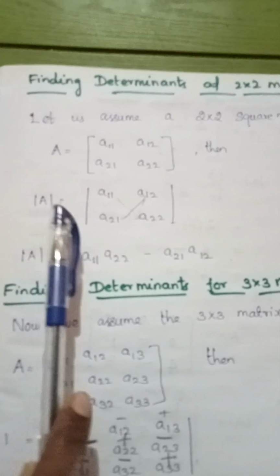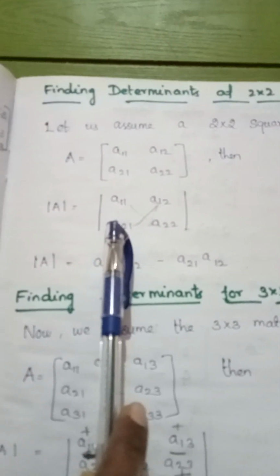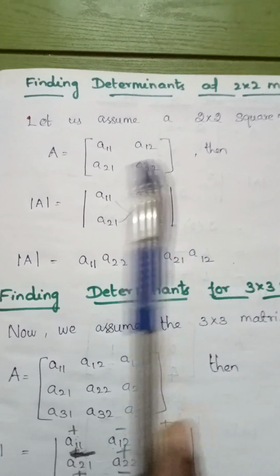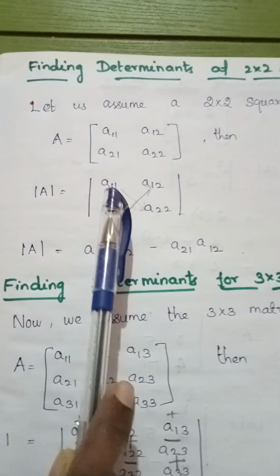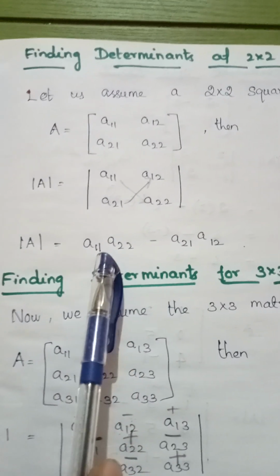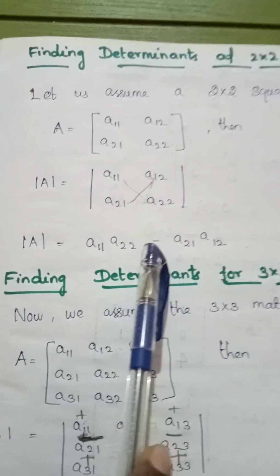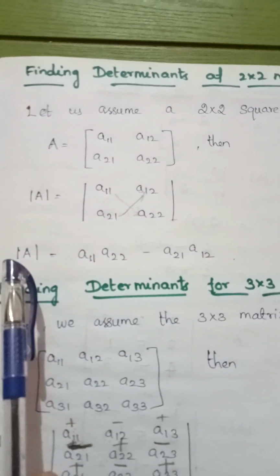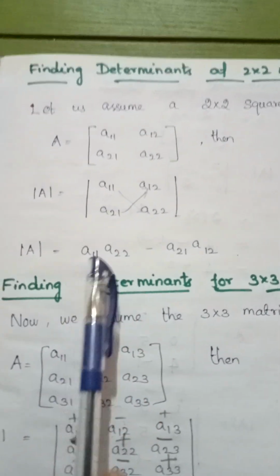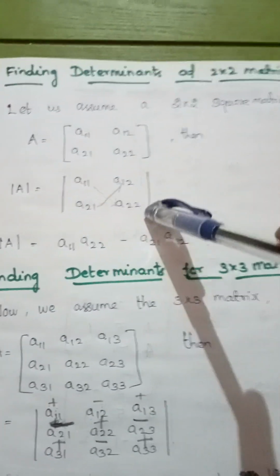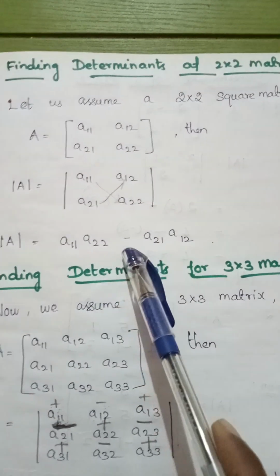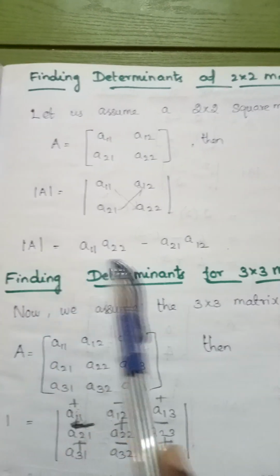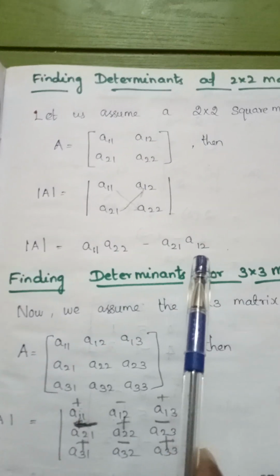Determinant A equal to determinant of A11, A12, A21, A22. Next, determinant A equal to, this is cross multiplication, A11 into A22, this is formula minus, next, A21 into A12. I repeat once again, determinant A equal to A11 into A22. You cross multiply this side, A11 into A22, this is formula minus, next, A21 into A12. This is the determinant formula, order 2 cross 2.